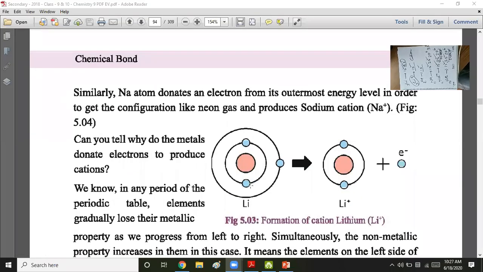Here is the orbital diagram of lithium. When lithium donates this electron, there is no electron in the second orbit, so the second orbit is not shown here. Only 2 electrons are shown in the case of lithium plus, that means the lithium cation.